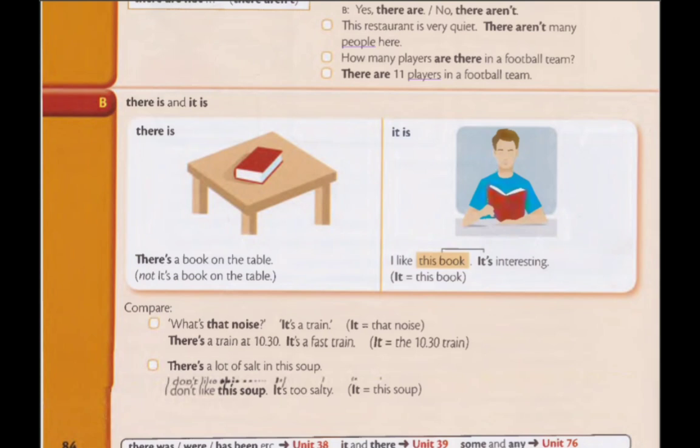Okay? Now let's compare them. What's that noise? It's a train. It means that noise. When I'm asking you what's that noise, you want to mention that noise, you say it. It is a train. But when I say there is a train at 10:30, there is a train. Okay? It's a fast train. It's for mentioning the train. Okay, the 10:30 train. We want to mention that, so we use it.